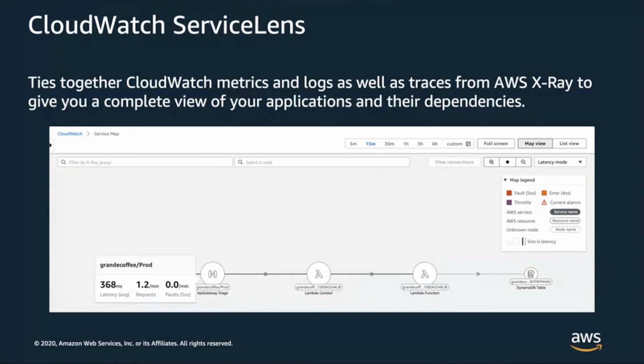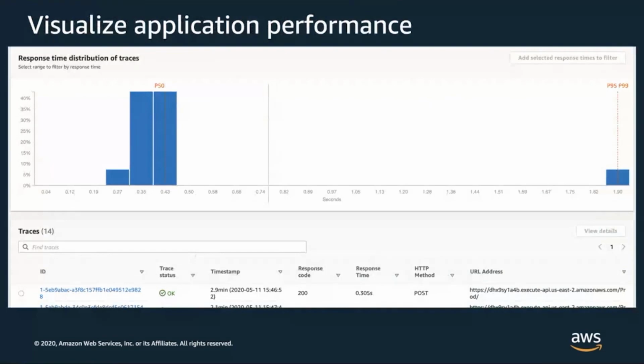Now, we take this one step further with another capability in CloudWatch called ServiceLens. ServiceLens basically puts everything that we've been talking about together in one place. It puts together logs, metrics, and traces. So essentially, it's an observability dashboard of what's happening inside of your application. And it gives you just a ton of data, as you'll see here in a moment.